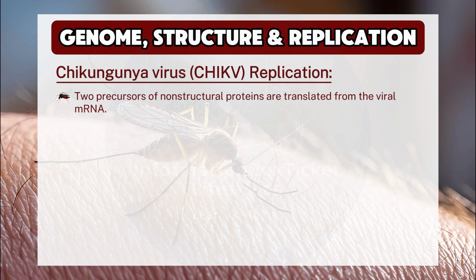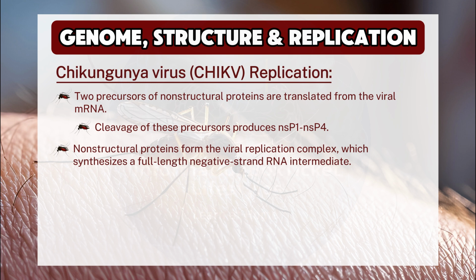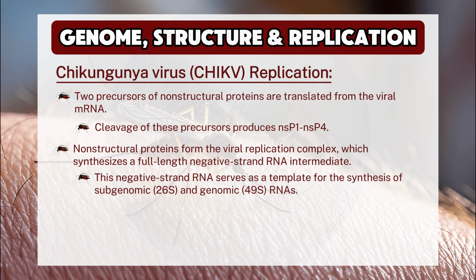Two precursors of non-structural proteins are translated from the viral mRNA. Cleavage of these precursors produces NSP1 to NSP4. Non-structural proteins form the viral replication complex, which synthesizes a full-length negative-strand RNA intermediate. This negative-strand RNA serves as a template for the synthesis of subgenomic, 26S, and genomic, 49S, RNAs.